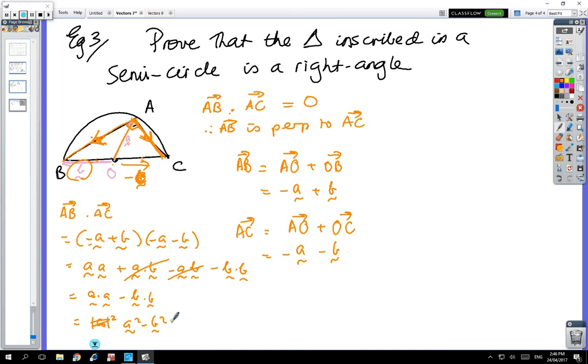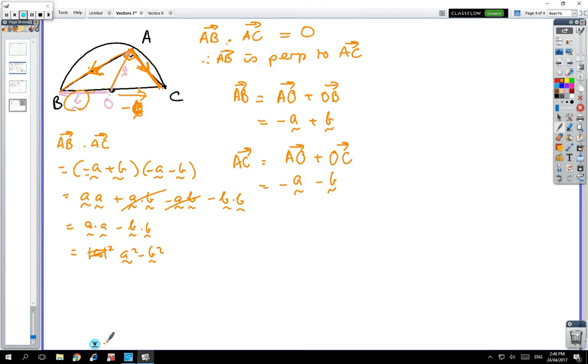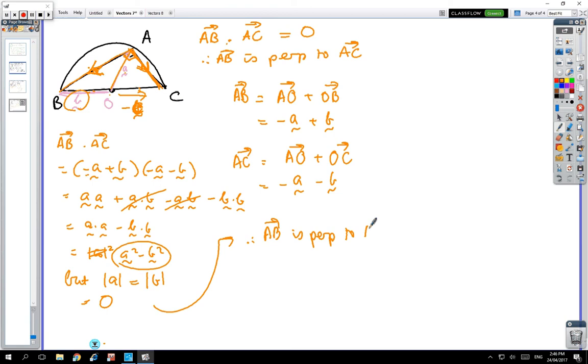But the magnitude of A equals the magnitude of B, so I end up with 0 as my answer. And therefore AB is perpendicular to AC. So just back here, I get A squared minus B squared, but the magnitude of A equals the magnitude of B. So then I end up with the same numbers subtracted, so I end up with 0, and then end up with perpendiculars.